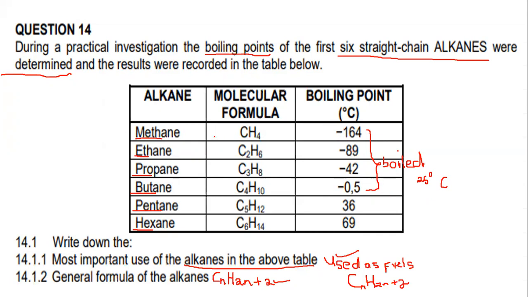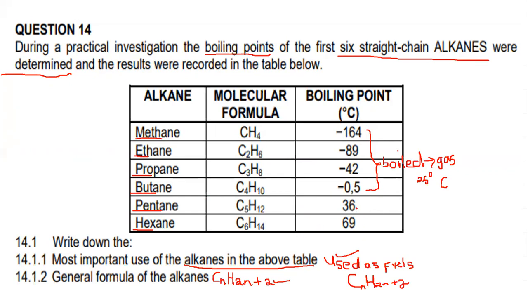Because methane boiled at -164, ethane boiled at -89, propane boiled at -42, butane boiled at -0.5. So by the time the temperature is 25 degrees Celsius, they have already boiled. In other words, they are already in a gaseous phase, so they are already gases. Then we are done with those. Let us look at pentane and hexane.